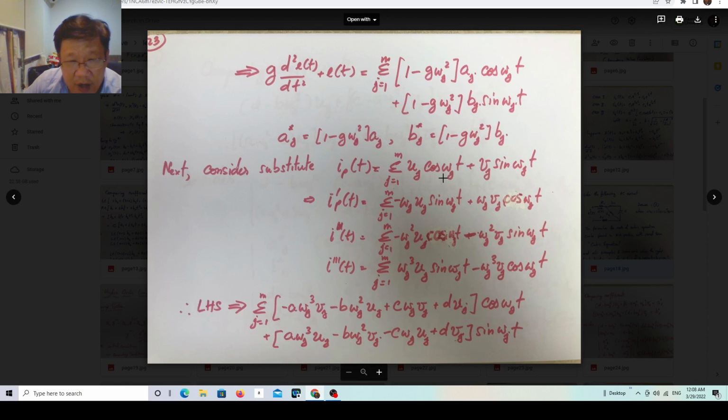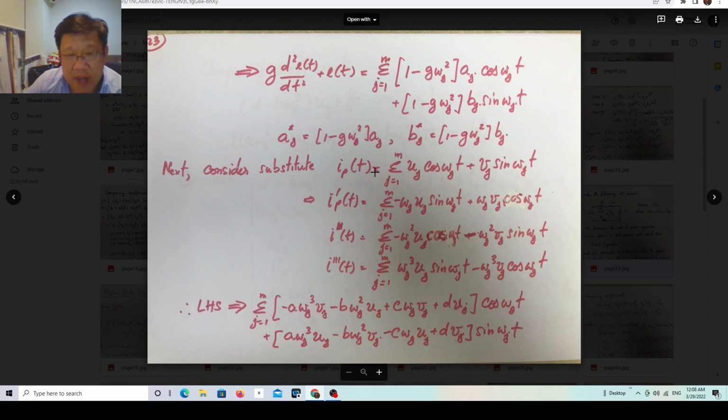Certainly the IPT, the particular solution, will contain the sum of m forms of sinusoidals, cos omega jt and sine omega jt, but the difference is the amplitude of IPT. The first one, belonging to the cos sinusoidal function, we set up as u sub j, and for the sine sinusoidal function we use v sub j here.